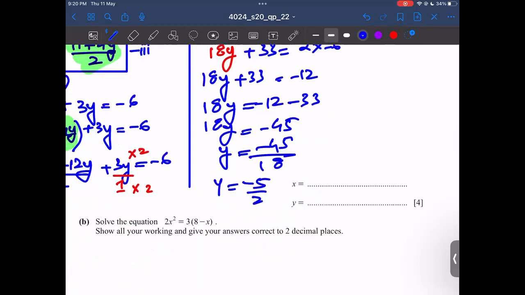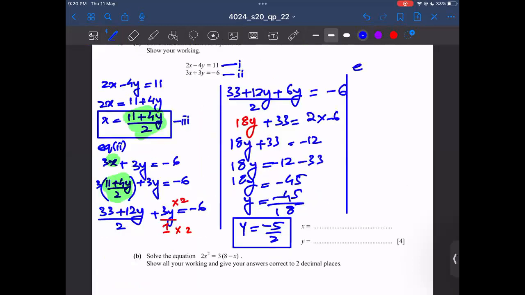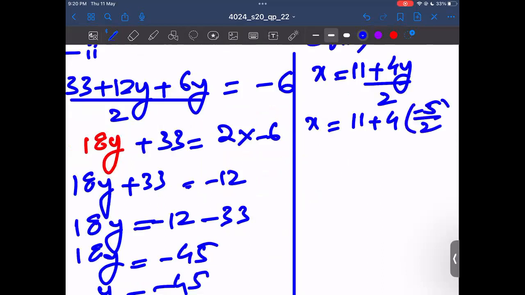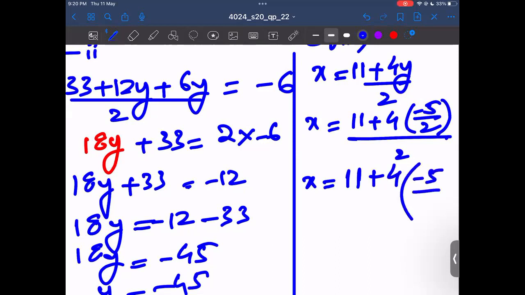Now I'm going to put this value of y in equation number 3, that is x is equal to 11 plus 4y upon 2. So I'm going to put the value of y over here, minus 5 by 2. Make sure that this 4 is again not multiplying with the 2. I'm just writing 4 into minus 5 by 2, so that you can have a clear vision.